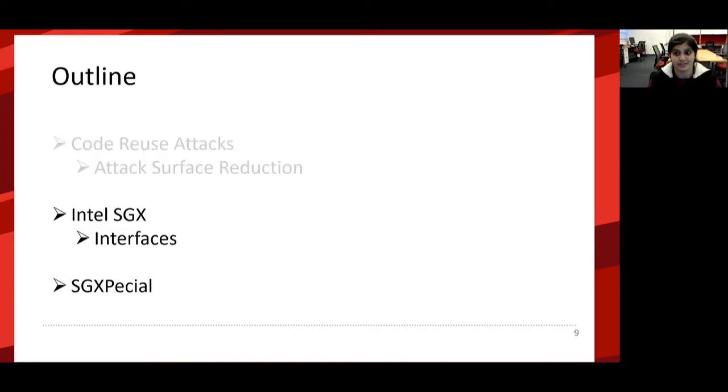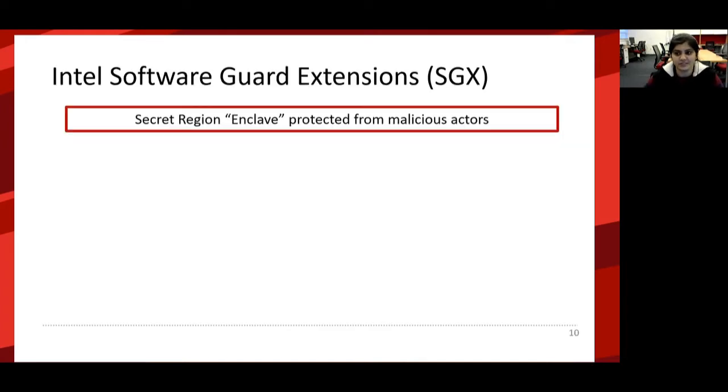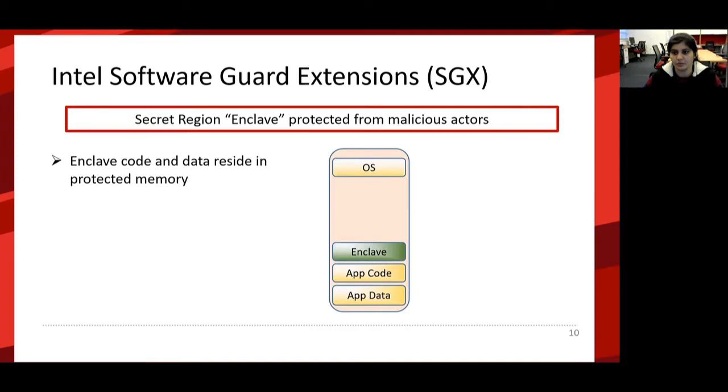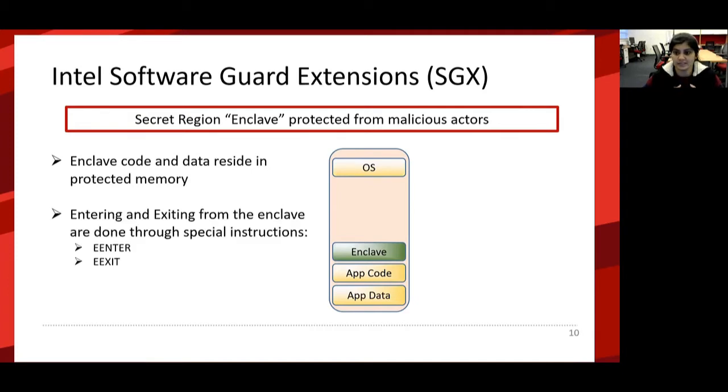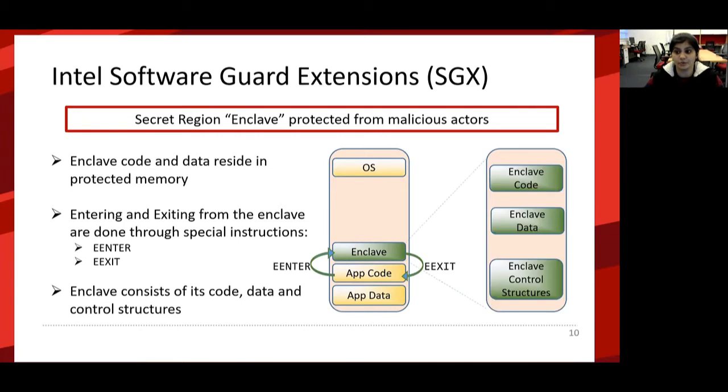I'll now talk about Intel SGX with a focus on the SGX interfaces, which we specialize in the next part of the talk. Intel SGX is a trusted execution environment where the trusted region, called an enclave, is protected from any malicious actors. The data and code from the enclave live in a protected memory within the application, and enclave entries and exits require special instructions called EENTER and EEXIT. The enclave region itself consists of the code, data, and the control structures that make up the enclave.